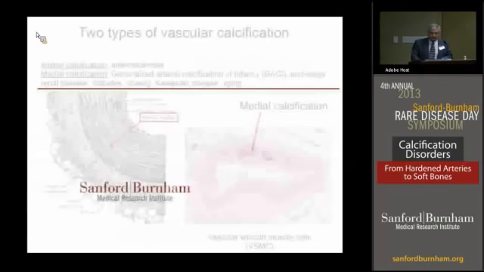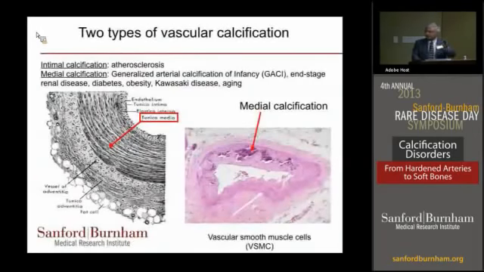A lot of what I am going to show you has already been presented, so I'm going to go quickly. Indeed, I'm talking about medial vascular calcification, not atherosclerosis, very different pathogenic mechanisms here. And of course, GACI, we've heard a lot about. End-stage renal disease is a major problem for this disease. Diabetes, obesity, perhaps even Kawasaki disease, and aging in general.